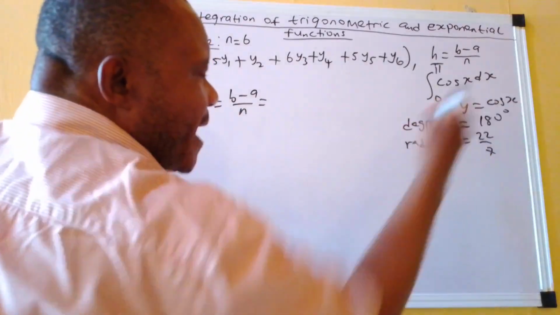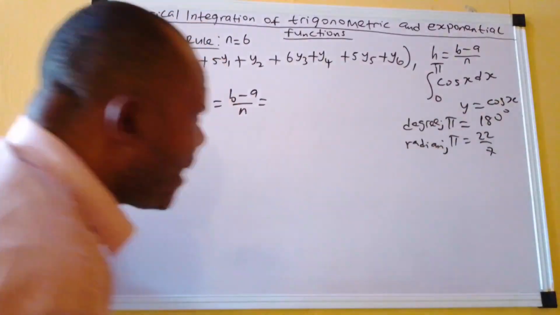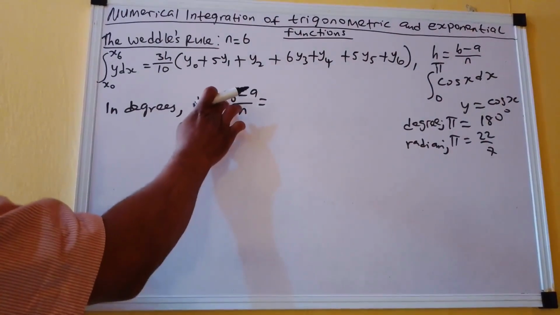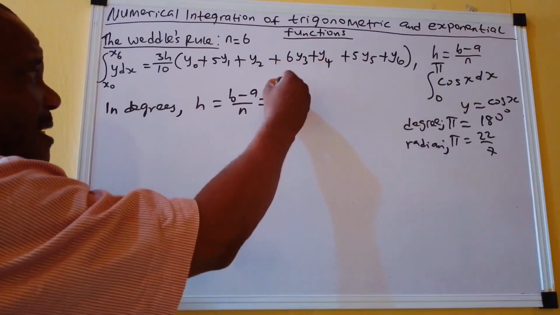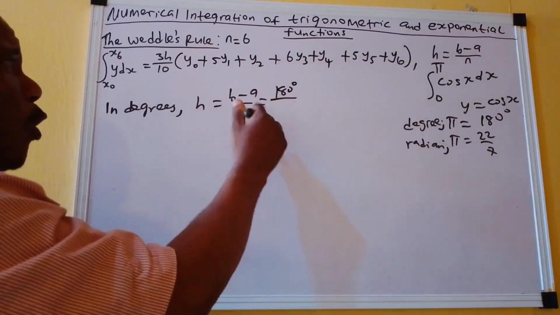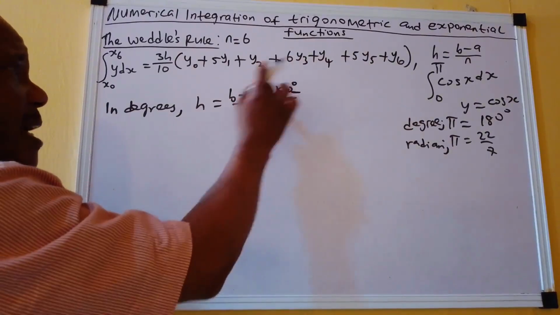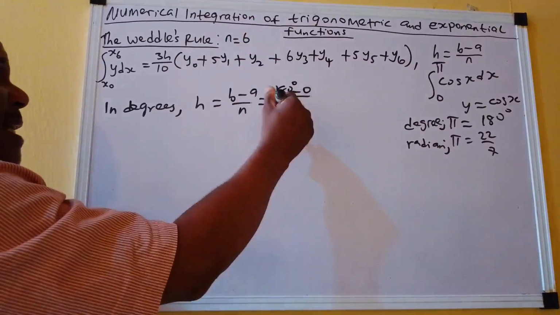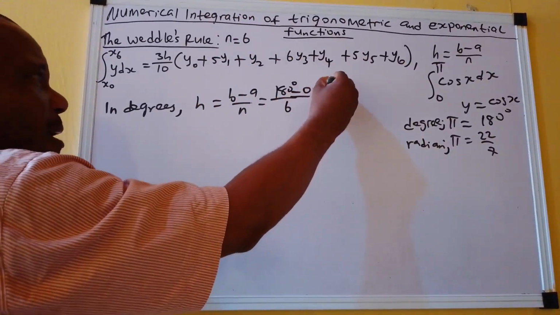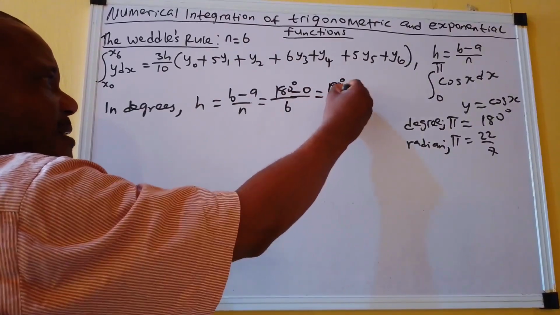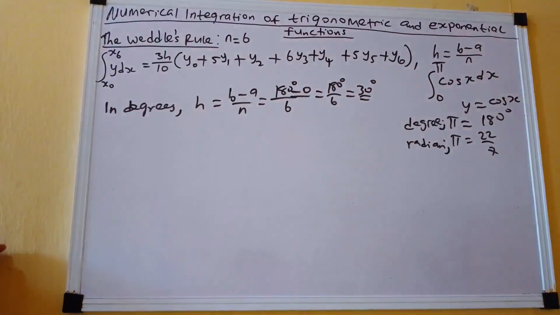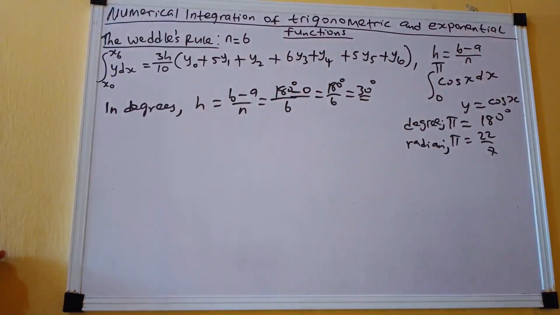So in degrees, pi is 180 degrees. In radian, pi is 22/7. So now our b will be pi, which is 180 degrees, minus a, where a is 0, all over n. Our n is 6. So it is equal to 180 degrees over 6, and that is 30 degrees. So in degrees, our h is 30 degrees.